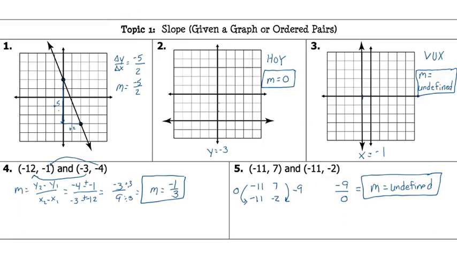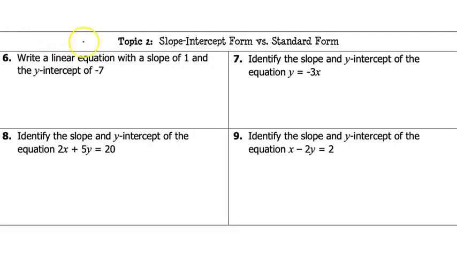So that wraps up topic number 1. Let's take a look at topic number 2. So here we're looking at slope-intercept form versus standard form. Now I'm just going to write these up here. Slope-intercept form, that would be y equals mx plus b, versus standard form, which is ax plus by equals c.